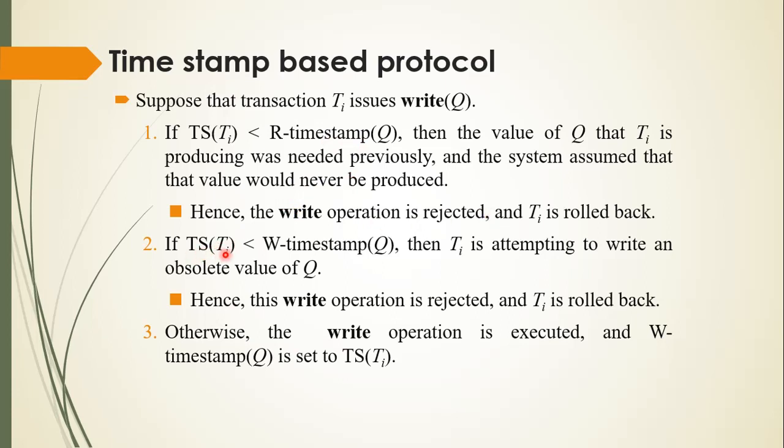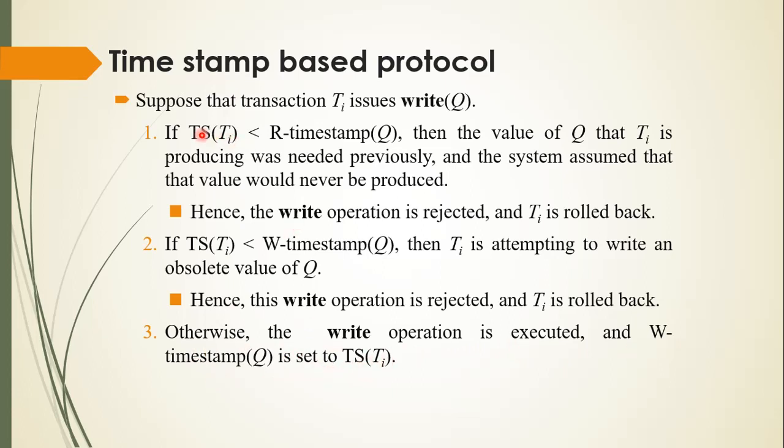Second, if timestamp Ti is less than W-timestamp, then Ti is attempting to write an obsolete value of Q, so the write operation is rejected and Ti is rolled back. If this condition occurs, the write operation is also rejected. Otherwise, the write operation is executed and W-timestamp is set to the transaction timestamp Ti.